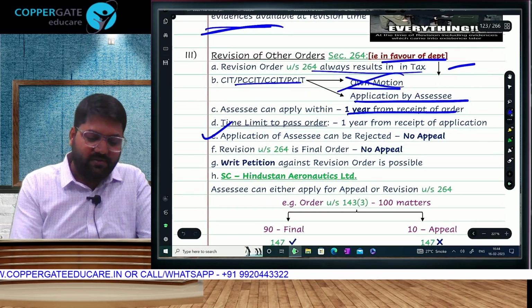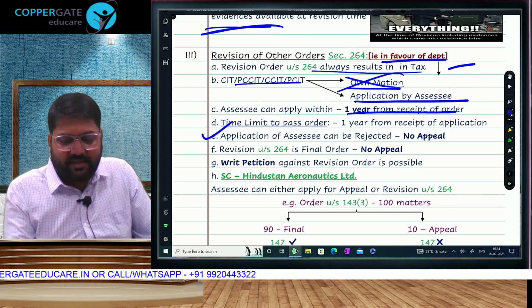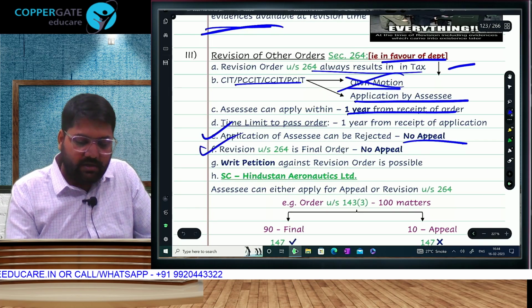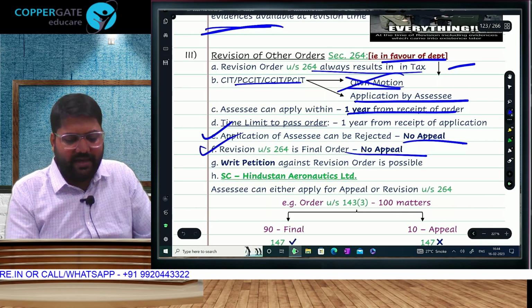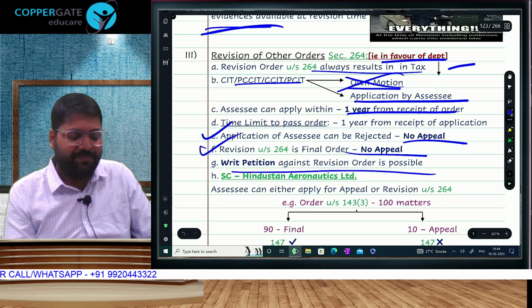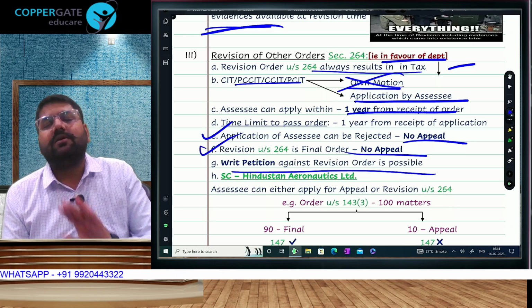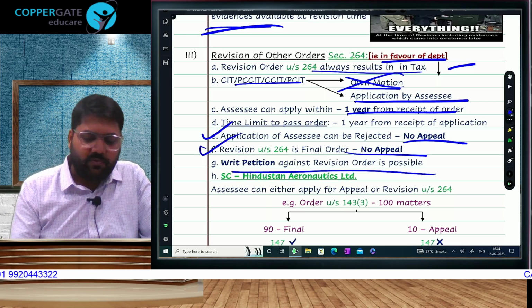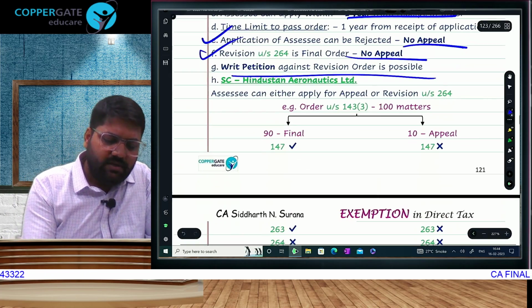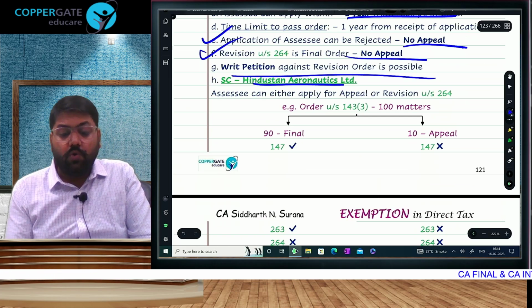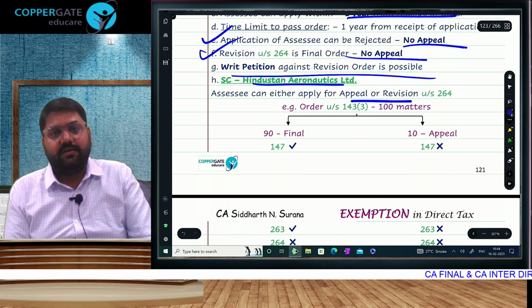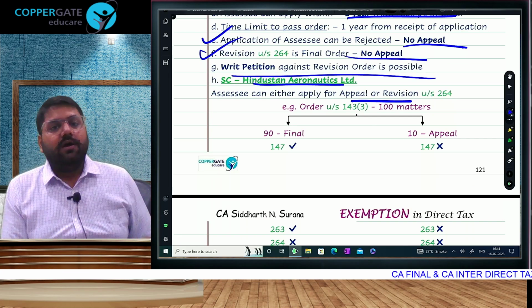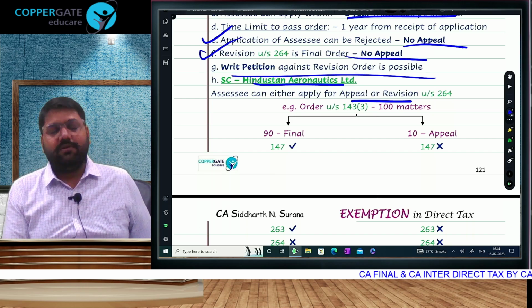Finally, you already know this, that application can be rejected, no appeal, final order, no appeal. Yes, but of course, wherever there is no appeal, writ petition is possible if there is violation of fundamental rights. Supreme Court judgment, Hindustan Aeronautics Limited, an assessee can go for either appeal or revision under 264. You can't go for appeal for one matter and revision for other matter.